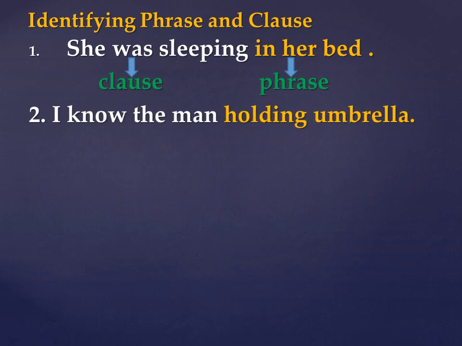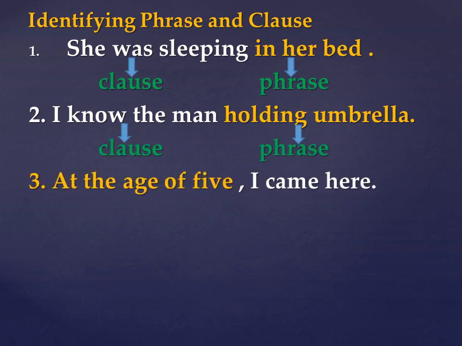Second one, I know the man holding umbrella. The white part is obviously a clause as it has subject and verb. Holding umbrella doesn't have any subject and verb. That's why it's a phrase. Number 3, at the age of 5 I came here. The yellow part is a phrase as it doesn't have any subject and verb. I came here is a clause because it contains subject and verb.